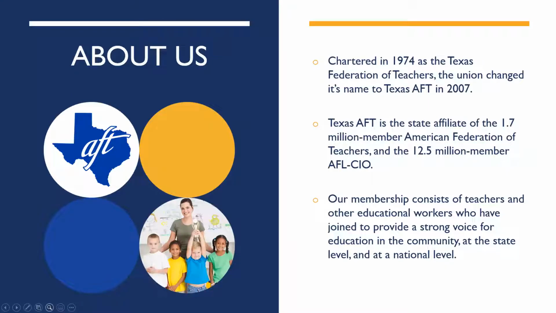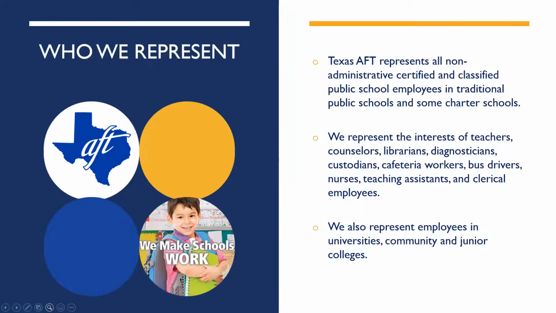A little bit about us. We are Texas A&T. We chartered in 1974 as the Texas Federation of Teachers, and then in 2007, we renamed ourselves to Texas A&T. We are affiliated with 1.7 million members of the American Federation of Teachers and 12.5 million members of the AFL-CIO. Our membership base consists of teachers, support personnel, anyone that doesn't have the authority to hire or fire school employees. And this is who we represent, all non-administrative certified or classified public school employees in the traditional public school and some charters, to represent the interest of teachers, counselors, librarians, diagnosticians, custodians, cafeteria workers, bus drivers, nurses, teaching assistants, and clerical employees. We also have some local affiliates at the university level in community and junior colleges.